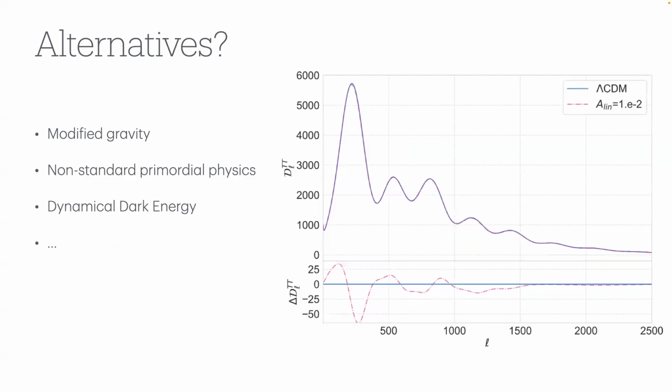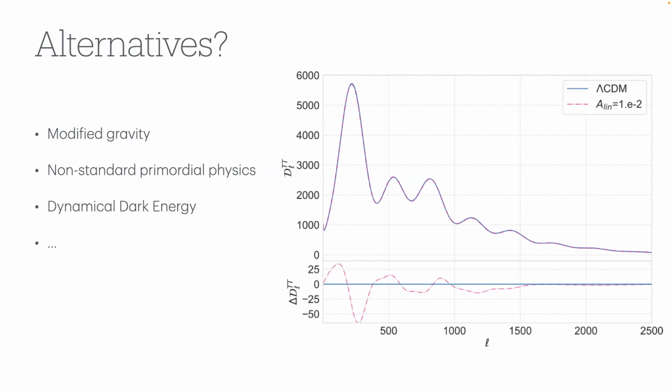Could be modified gravity. We could talk about some maybe non-trivial early universe physics that happened, or maybe, of course, the star of the year is dynamical dark energy. We still don't know. But the idea is that there are some subtle features in your data that you can get some insights from.